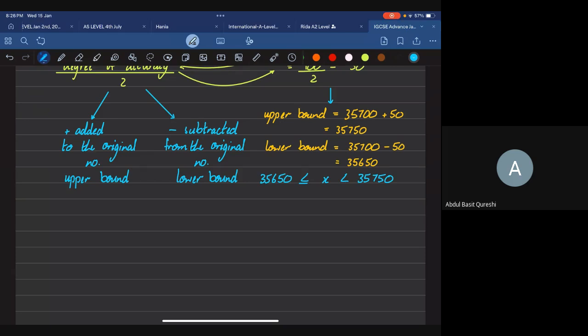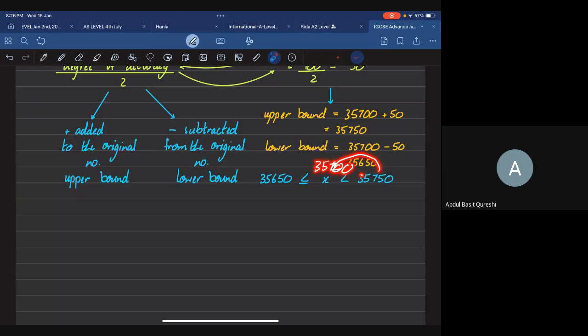Now, the reason why we include this number and why we do not include this number is because if your original number was 35750, then it would not have been rounded off back to 35700.